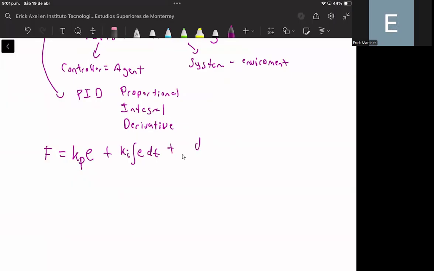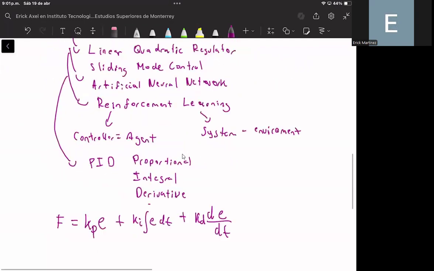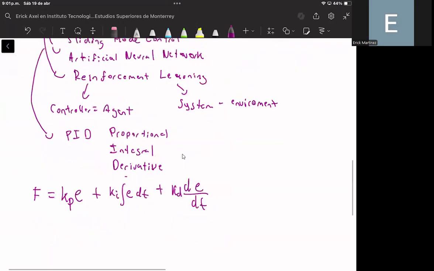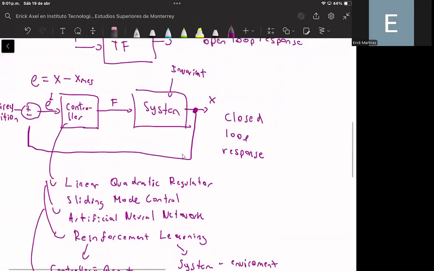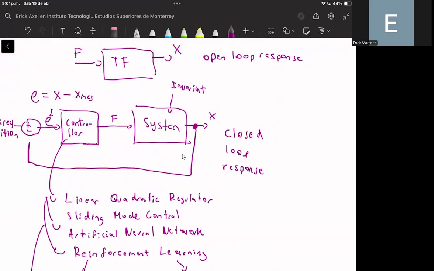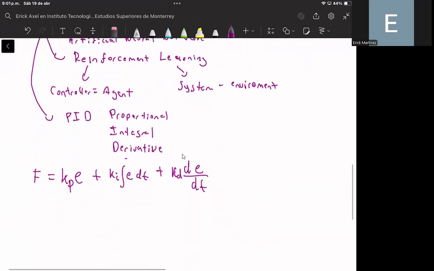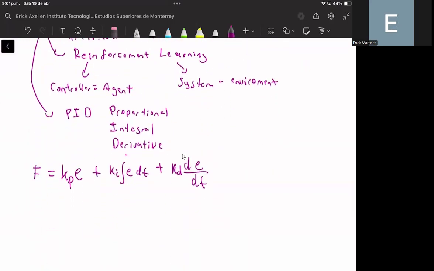Plus the derivative of the error with respect to time. This is the derivative action, and we can multiply this derivative by a gain labeled as Kd. So this controller is computing these operations on the error, and based on them, we can define the adequate force that we need to apply to our system in order to control the trajectory, or in this case, the output of the system, very effectively. Now we have the following structure for the PID controller.